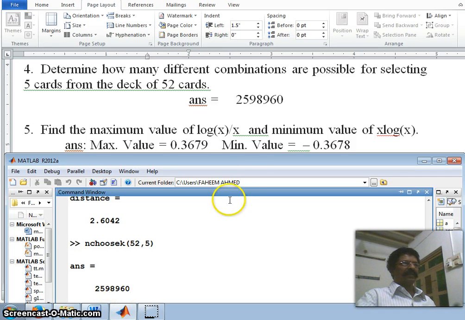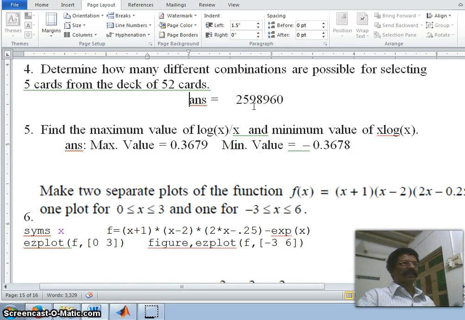2,598,960. We could have done it using the factorial formula also. This formula will give, from 52 cards, if 5 cards are chosen at a time, how many different combinations we get. Right, then question number 5.